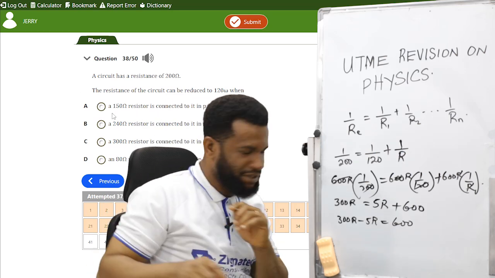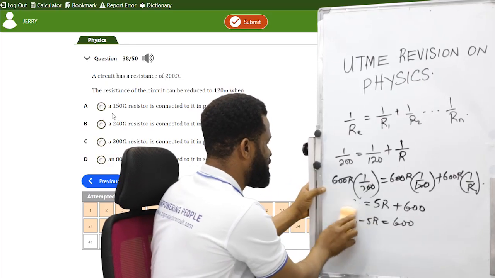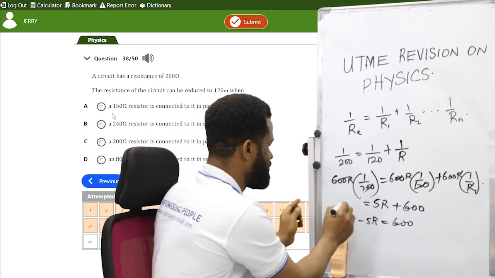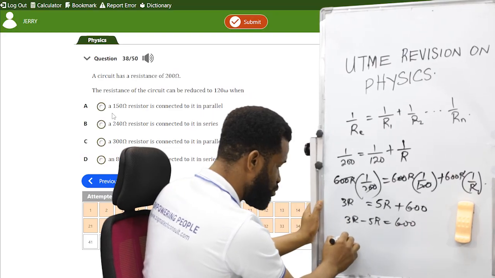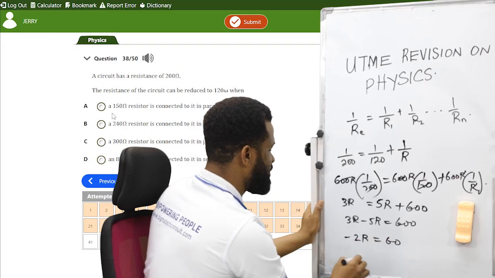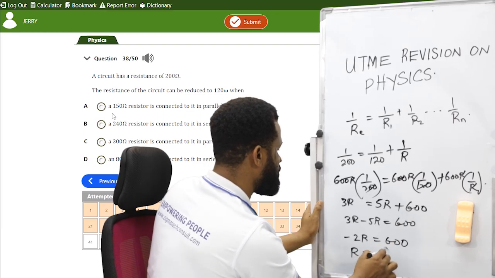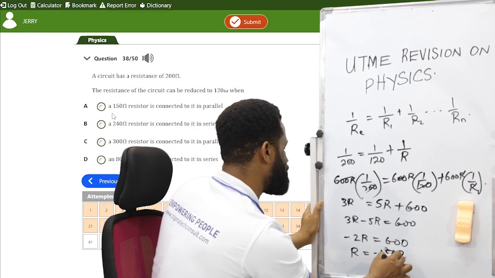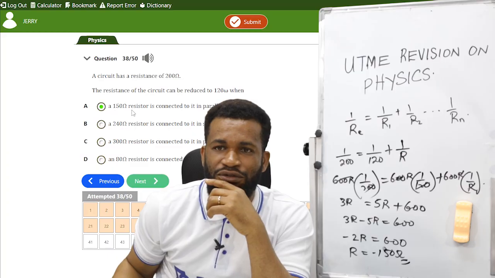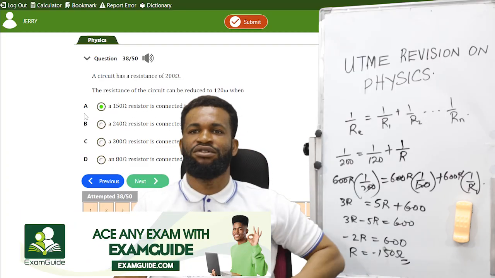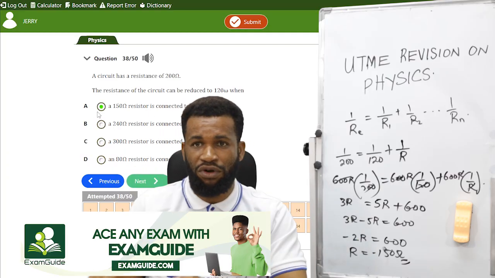Wow, good. So this is 3. This is 3R. And this is 3R. So this is going to be 2 minus 2R equals 600. So R is going to be minus 1, 600 is going to be 150. That is 150 ohms. So the value there we have is A. Option A is 150 ohms and in parallel. So I'm choosing that even though this is negative. All right, I'll work with option A.